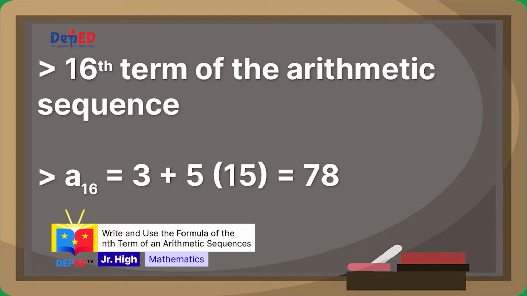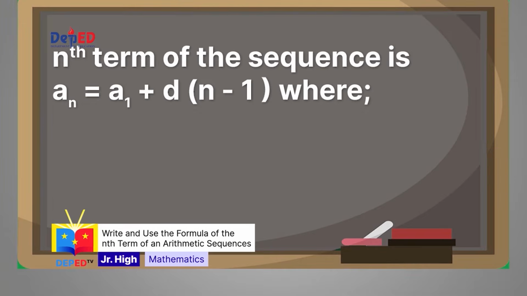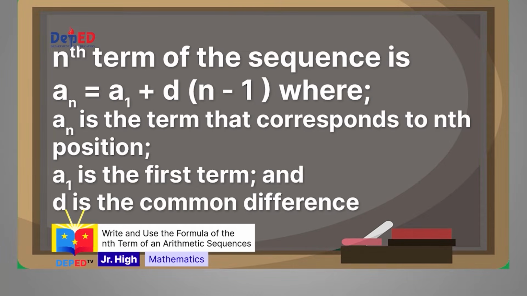We can conclude that using the pattern observed, the nth term of the sequence is a sub n is equal to a sub 1 plus d times n minus 1, where a sub n is the term that corresponds to the nth position, a sub 1 is the first term, and d is the common difference.